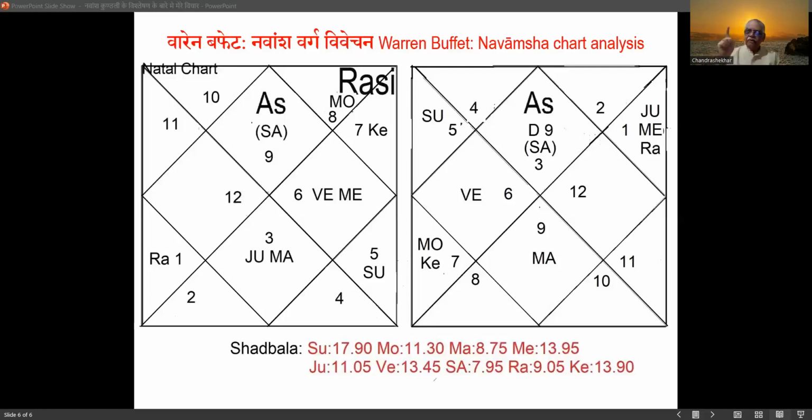But again, I will say, I do not look at division charts generally. Yes, I do look at Navamsha because it gives me the strength of the planet which is operating in the Lagna chart. So I should make it clear that I don't look at division charts as a standalone chart. Neither do I look at the planetary aspects in the division chart, for reasons that I have already explained.